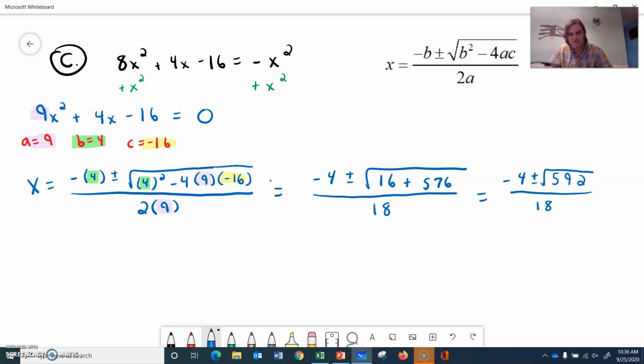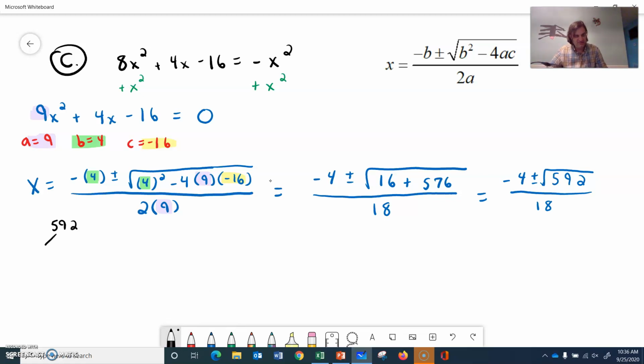Now, one thing I want to caution you here, you see this 4 up top and you see this 18. You can't reduce those just themselves. So this 18 is supposed to divide into the total up top, so it has to divide into the negative 4 and the square root of 592. And you can't divide into the 592 because that's the square root of 592, not 592. So you can't do anything with this 18 unless you can do it with numbers in both parts up here.